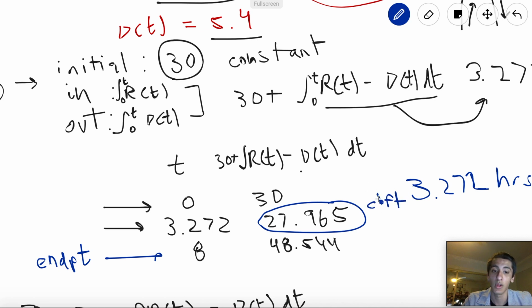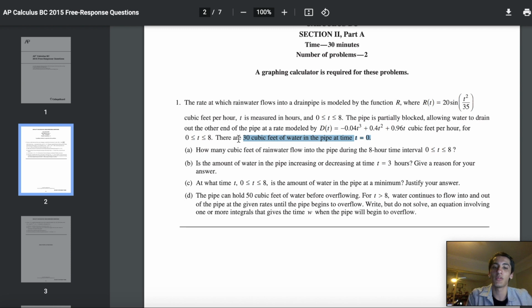All right, so pretty good so far, and that just leaves us with part D, which asks: the pipe can hold 50 cubic feet of water before overflowing. For t greater than 8, water continues to flow into and out of the pipe at the same rates that we already have. Write but do not solve an equation involving one or more integrals that gives the time w when the pipe will begin to overflow.